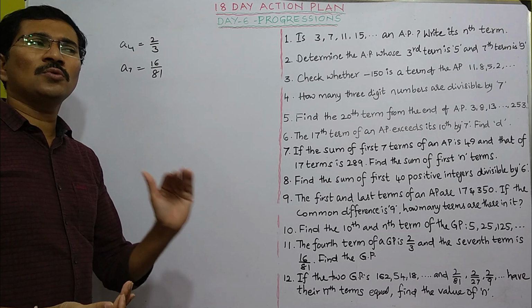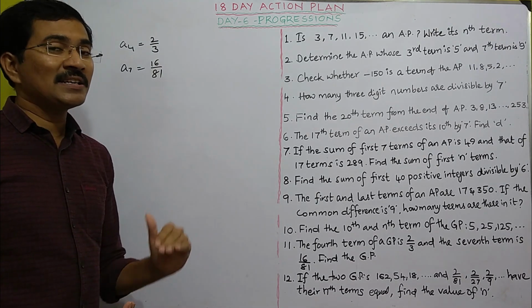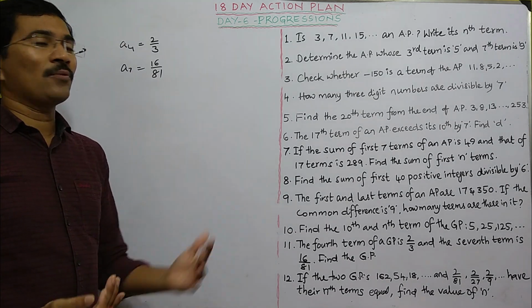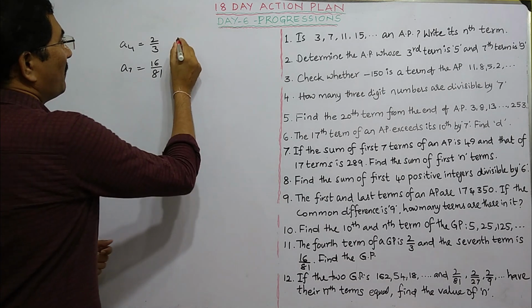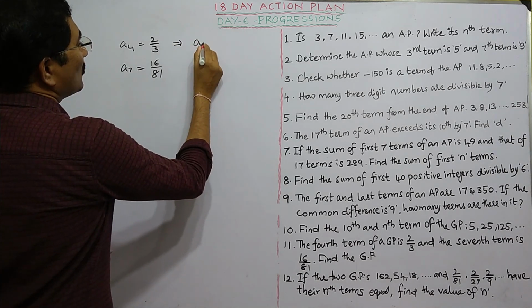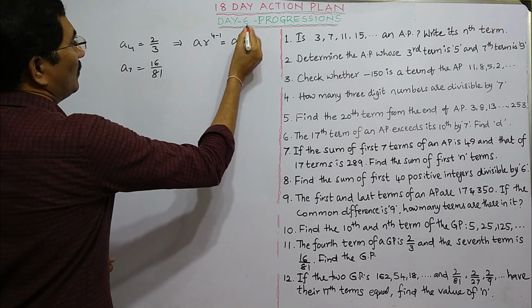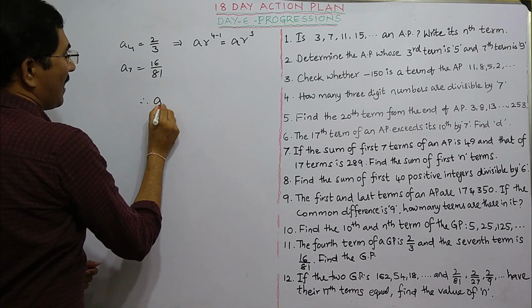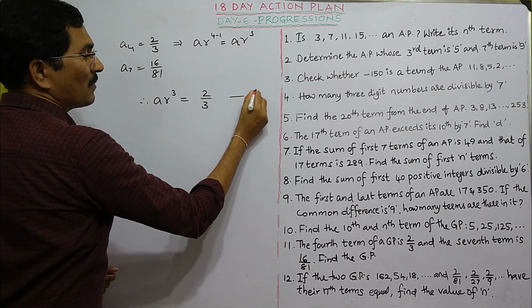What is important to find the GP? You should know the first term a and the common ratio r. So let us see how we can find that. We know a4 is equal to 2 by 3. But a4 is nothing but ar to the power of 4 minus 1, that is nothing but ar cube. Therefore, ar cube is equal to 2 by 3. Let this be equation number 1.